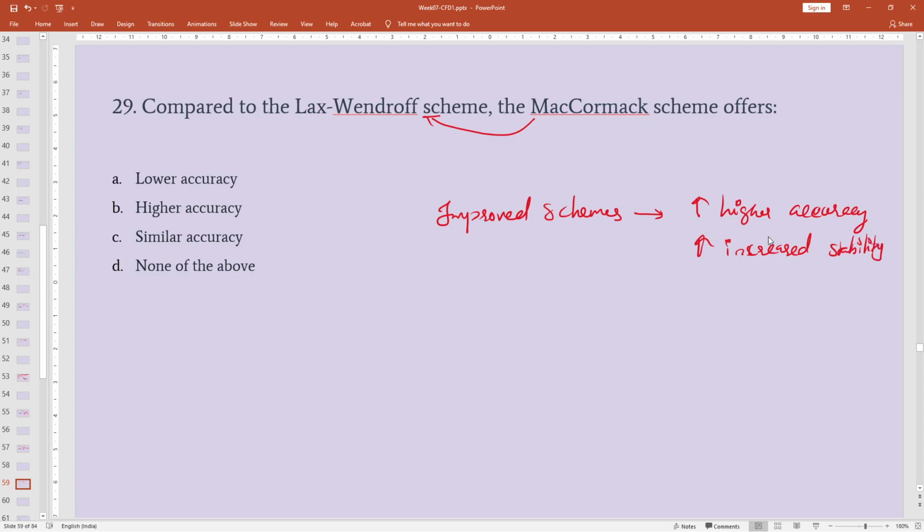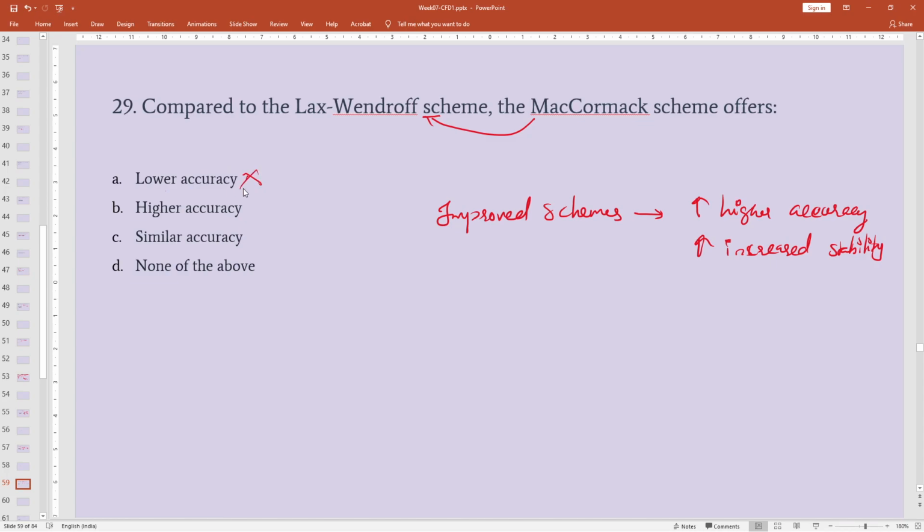So these are the major concerns when coming to CFD. Why we go for improved schemes. Other thing is some special problems. So here all the options are about accuracy, whether it is having lower accuracy, higher accuracy, or similar accuracy.